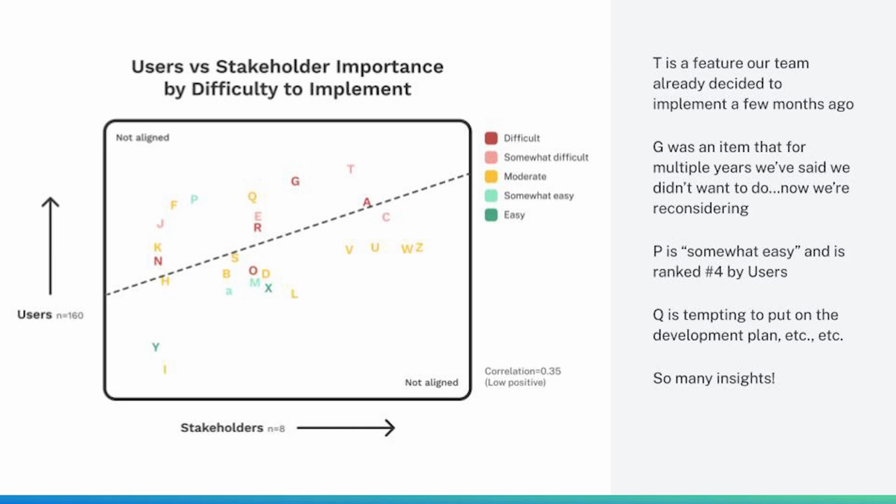So now you can see that G, T, A, and C are really important both to internal stakeholders and to users, and they're all kind of hard to do. The somewhat difficult one to do is T, okay? And it's a feature that luckily our team already decided to implement a few months ago, so we're going to work on that. G is something that for multiple years we've said that we didn't want to do because it's so hard to do. It's a deep red, difficult thing to do, G, but it's a number 2 ranked item for our users. So this, of course, leads to some really interesting discussions as we talk about what we want to do, what our users think we should do, and how hard it is to do it.